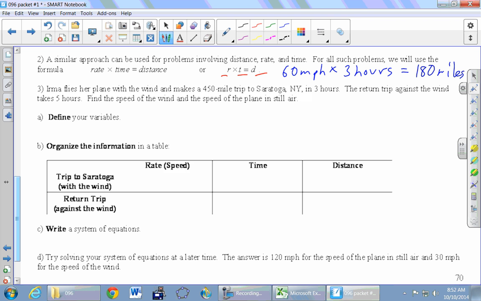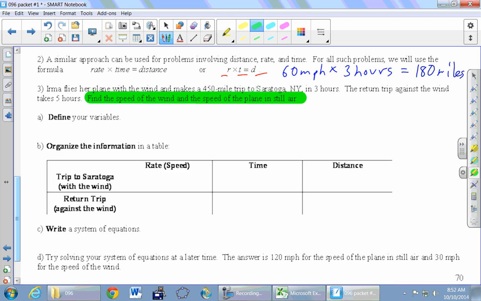Now, of course, this is a simplification because the wind speed changes, and it depends on what altitude you're at, and depends on when you make the trip. But anyway, this is an intro into a kind of distance, rate, and time problem. So the first step, again, is to define variables. And to define those variables, we look at the actual last part of the problem. It says find the speed of the wind and separately the speed of the plane in still air.